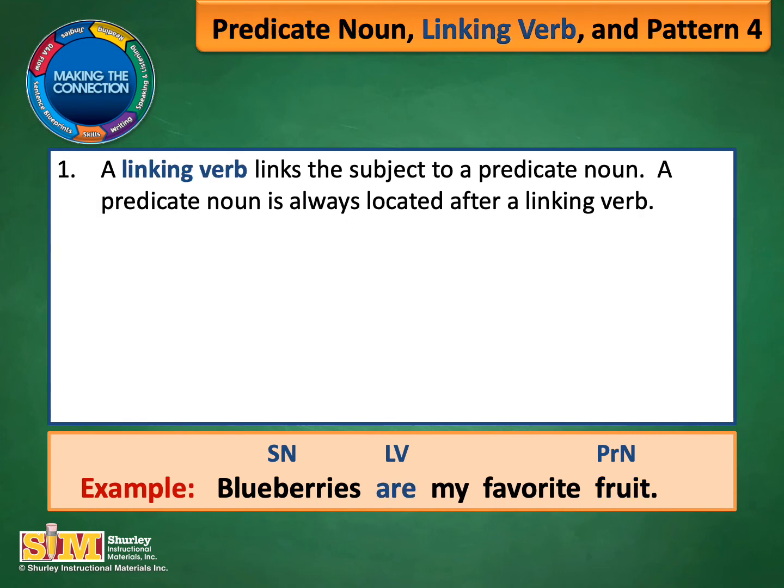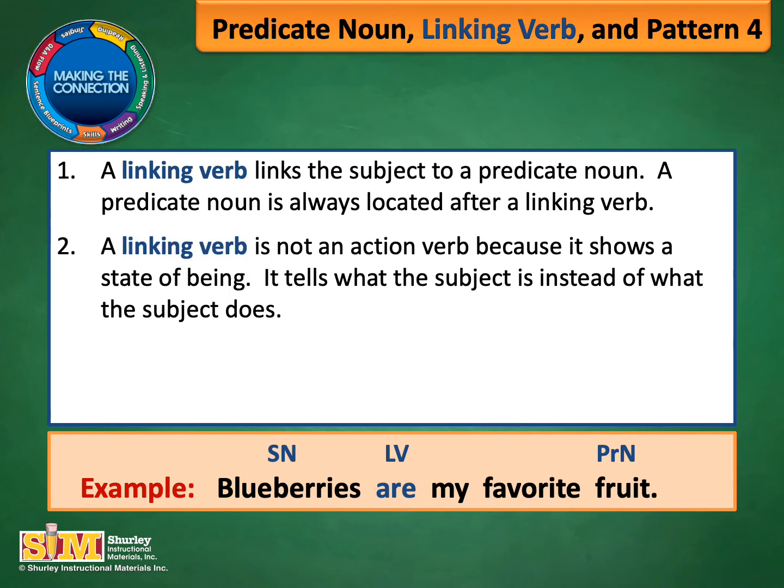After the lesson about the predicate noun, students will learn two important things about linking verbs. First of all, they will learn that a linking verb links the subject to a predicate noun. A predicate noun is always located after a linking verb. In the example, blueberries and fruit mean the same thing. Students learn that the linking verb are links the subject to the predicate noun.